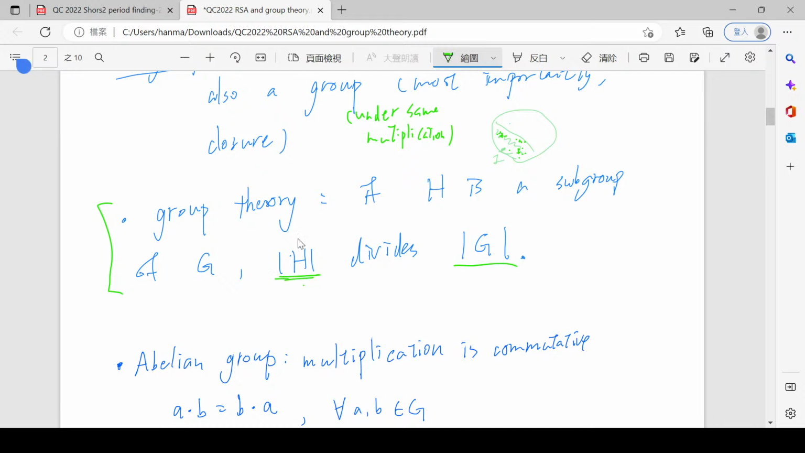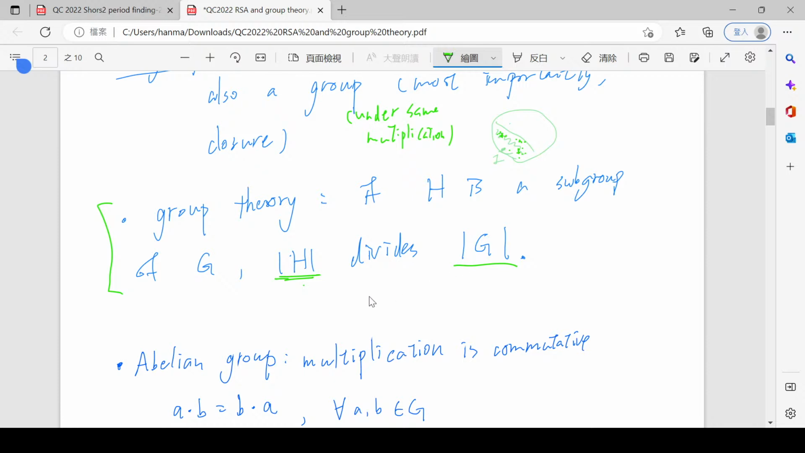So the order of H is an integer, and the order of G is another integer. And this is actually very useful. It lets you classify your groups a lot. Let's say, for example, although we will not use it too much.